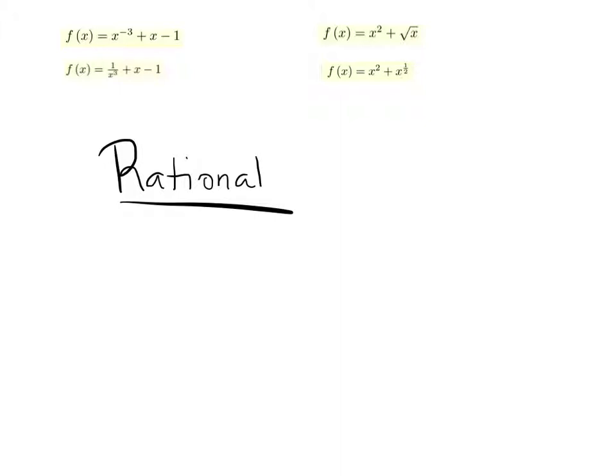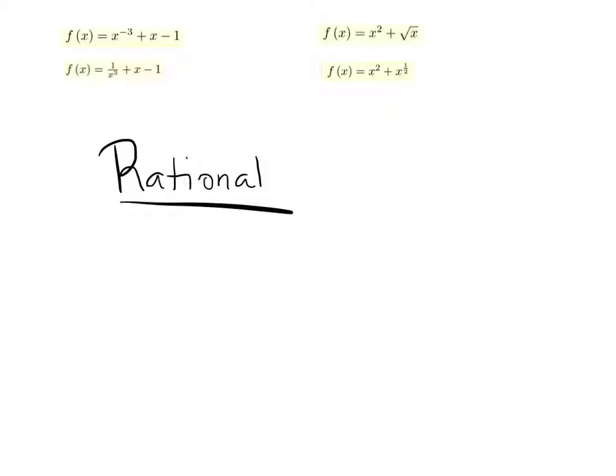have a polynomial. However, notice that on this one, f of x equals x to the negative 3 plus x minus 1. That is actually the same thing as the second one right here, which is f of x equals 1 over x cubed plus x minus 1. The negative exponent is equal to 1 over x cubed. So neither of these two things are polynomials.